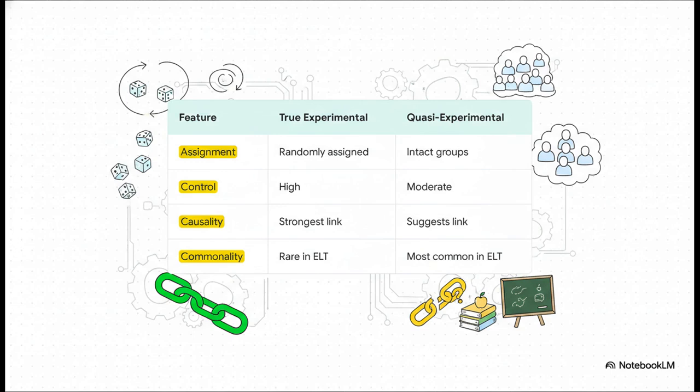This table is a fantastic summary. On one hand, you've got the true experiment. Random assignment, super high control, strongest claim to cause and effect. But it's really rare and hard to do in places like schools. On the other hand, you've got the quasi-experimental design. You use intact groups, you have less control, and you can only suggest causality. But it's way more practical, which is why it's the most common design in education.